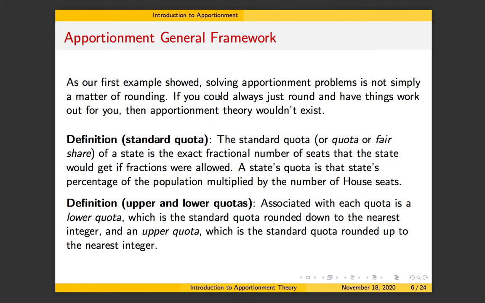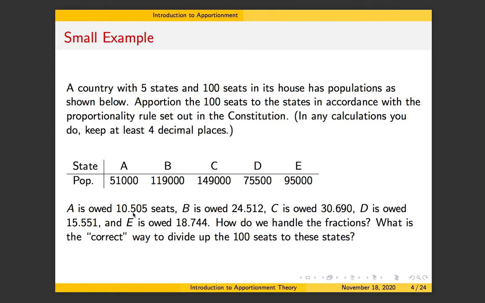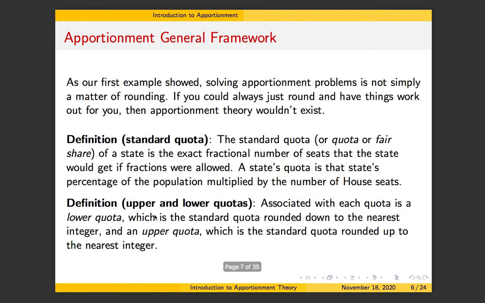So now let me march through some vocabulary here. So the standard quota, or I never use the term, I don't use the adjective standard because I don't like saying it every time. So I say quota or fair share of a given state is the exact fractional number of seats that state would get if fractions were allowed. So a state's quota is that state's percentage of the population multiplied by the number of house seats. That's how we got these numbers, 10.505 and so on.